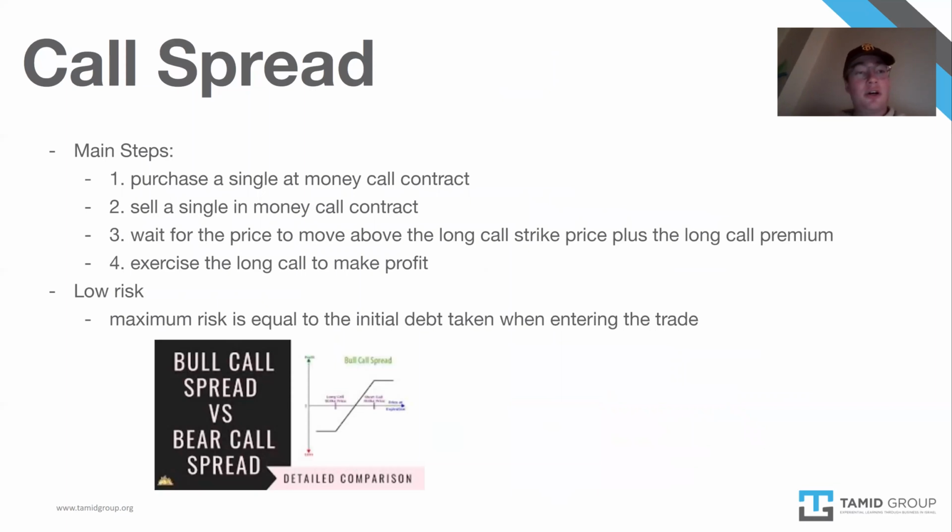So lastly, we'll do the call spread. This is a very low risk option strategy. What you do is you purchase a single at-the-money call contract. You sell a single in-the-money call contract, and then you wait for the price to move above the long call strike price plus the long call premium. And then you exercise the long call to make the profit. There's low risk because the maximum risk is equal to the initial debit taken when entering the trade. So you can only lose as much as you put in initially, unlike the straddle strategy.